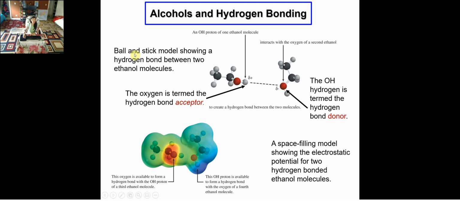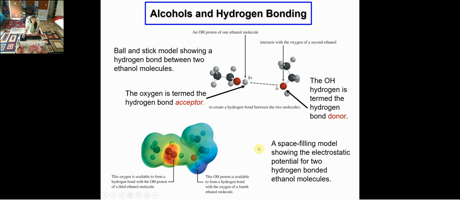Let's use this ball and stick model, showing you the hydrogen bond formation between two ethanol molecules. What you see is that the hydrogen from one molecule is going to form a hydrogen bond with oxygen from another molecule. So the hydrogen by itself is considered the hydrogen bond donor. This oxygen is considered the hydrogen bond acceptor.